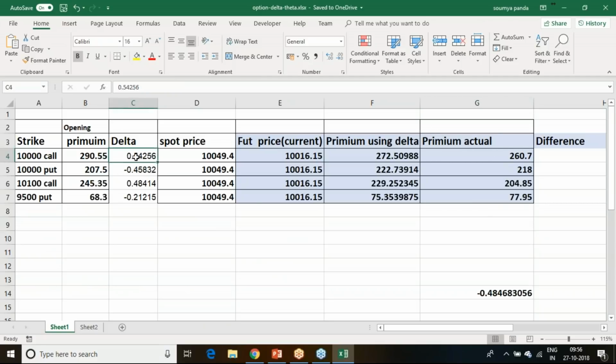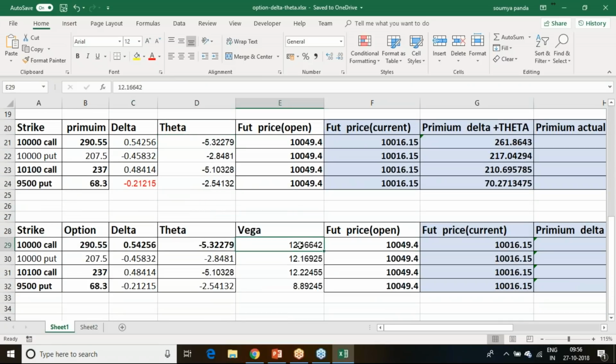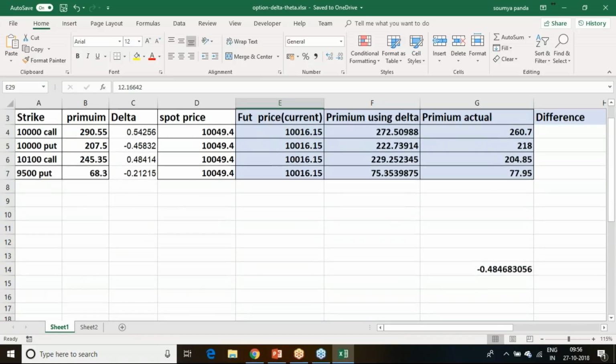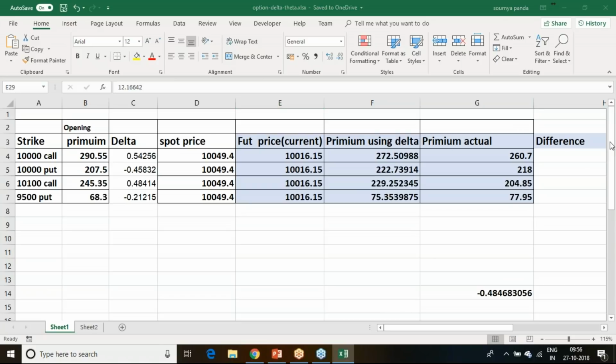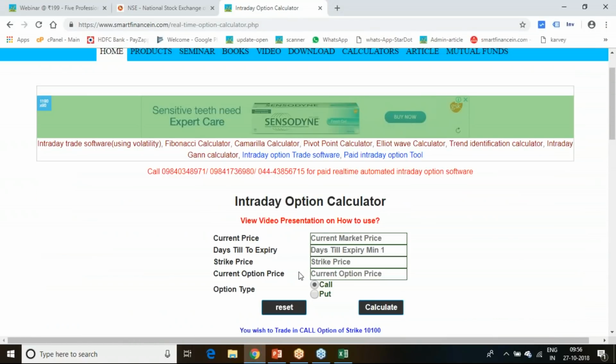So this dynamism should be there: delta should be dynamically calculated, theta should be dynamically calculated, vega should be dynamically calculated, and the IV calculation should be perfect. Only then will the option premiums at different targets of Nifty come true. In Smart Finance software, this manual calculator we have developed doesn't have that feature of dynamism. Whatever data you give, it gives you the output.